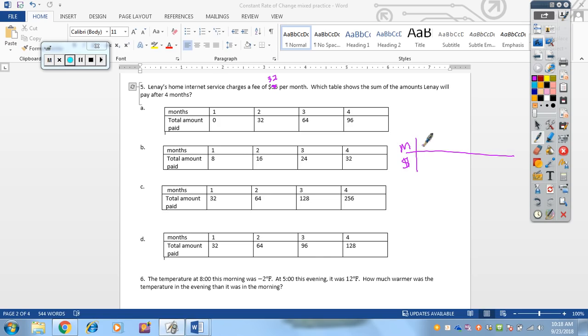Months and dollars. In 1 month, it's $32 per month. So in 1 month, she pays $32. How much is she paying in 2 months? Right? That's 2 times 32. So keep going until you cross off all but 1. 1 and 32, I can cross off this one and this one right away. Fill in your 3. It won't take you long to figure out which one's not right.